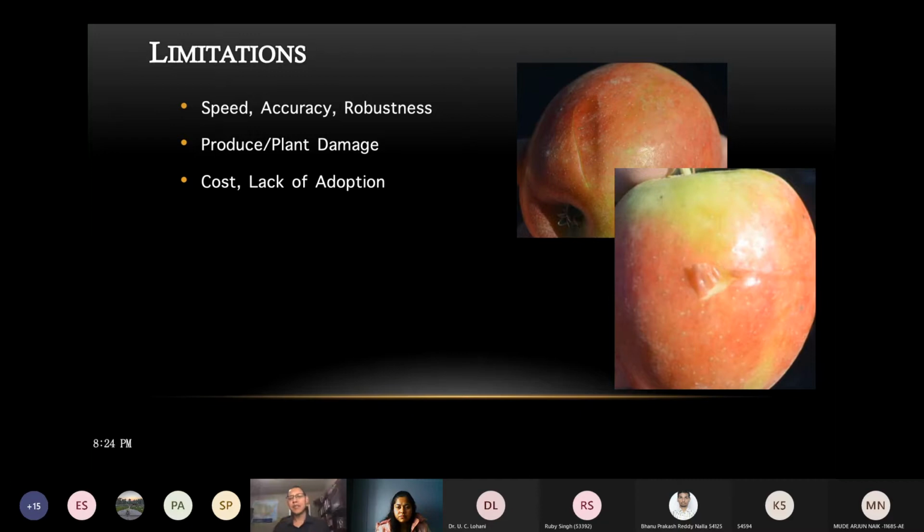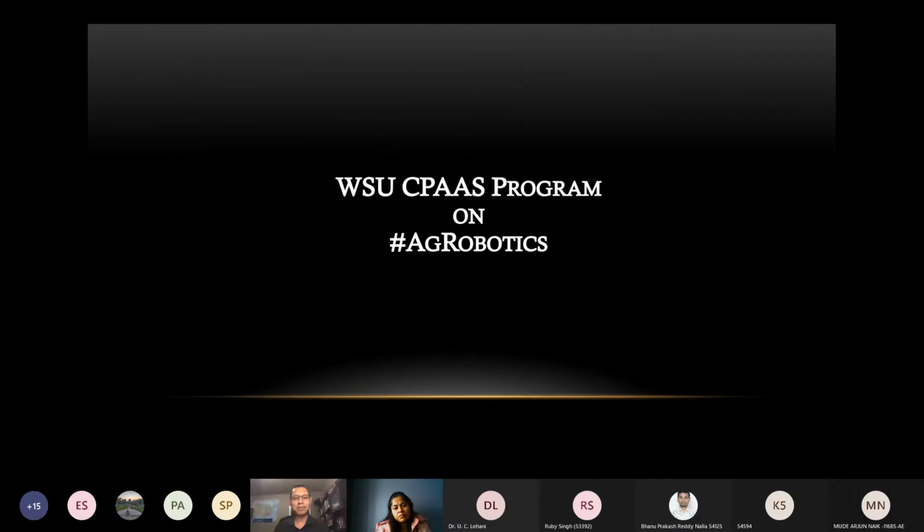Cost and lack of adoption. Agriculture runs, as we know, on a really thin margin, and the technologies we develop must be affordable to the growers. Otherwise, they would not be adopted. And if they are not adopted widely, the economy of scale goes against the cost reduction aspect of it, and it makes the technology even more expensive. And that's why we need to be able to break that cycle of high cost and low rate of adoption.